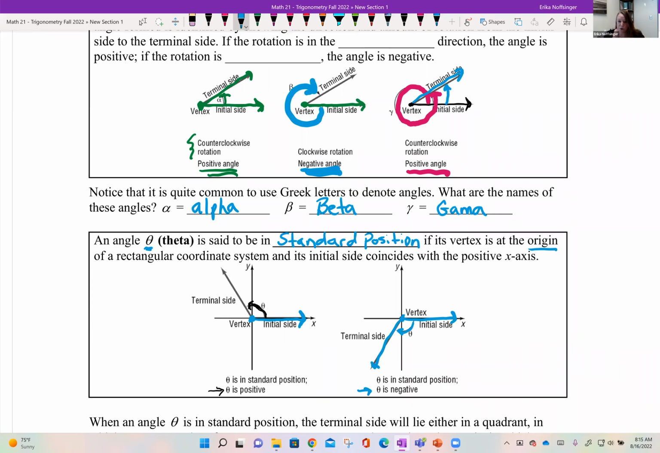But again, there are multiple ways that we can get from that initial side in standard position to that terminal side. In the second example, instead of going this direction with theta, I could have started on the initial side, gone counterclockwise, and stopped at this terminal side. And so this positive angle would give me the same terminal side as that negative angle. And maybe I would name this something different.